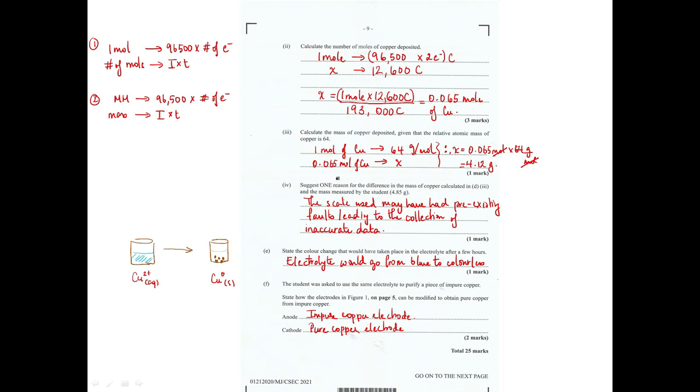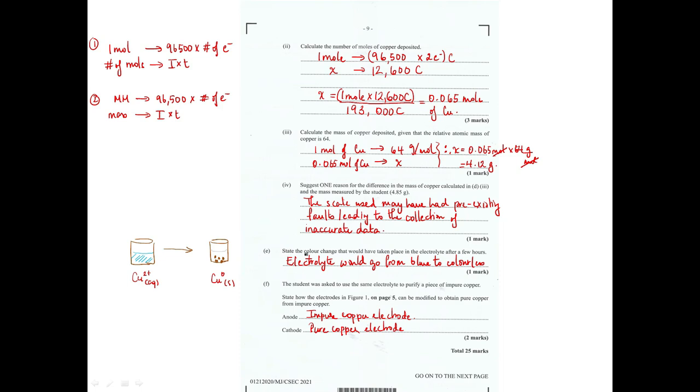This is to suggest one reason for the difference in the mass of copper calculated in D3 and the mass measured by the student, which is 4.85. Easy. So you just say the scale used may have had pre-existing faults leading to the collection of inaccurate data. Or you could have said the scale was incorrectly calibrated. Right? So things like that.